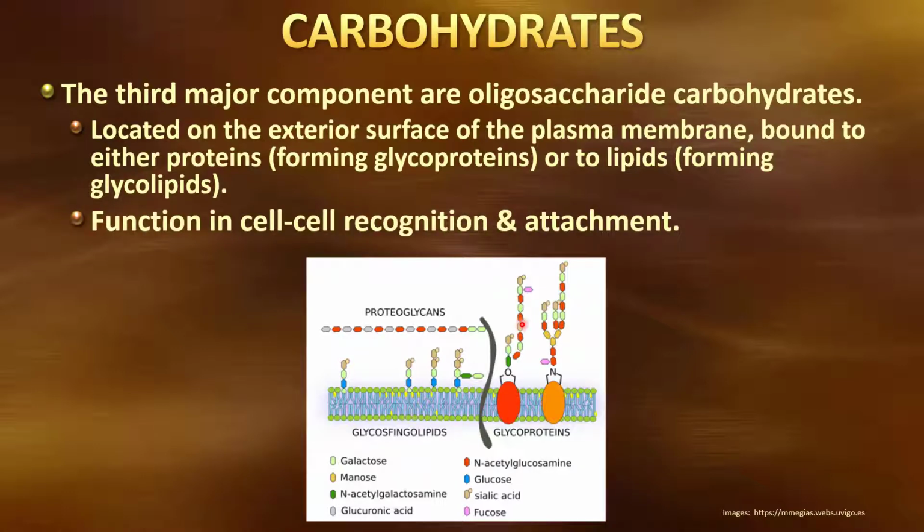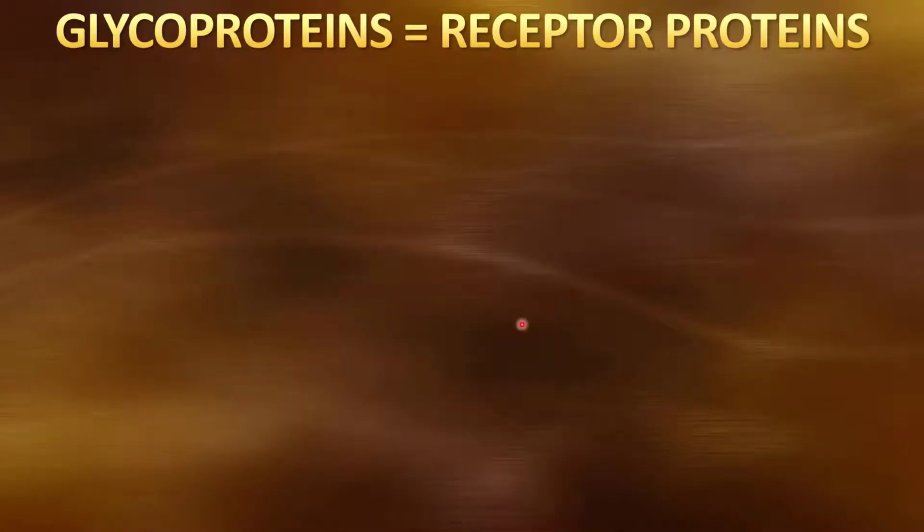These typically function in cell-to-cell recognition: I'm the same type of cell, I belong to this body, that kind of recognition. And also for attachment. If you think about it, these are carbohydrates, they're somewhat sticky, and so they can cause cells to stick to one another.